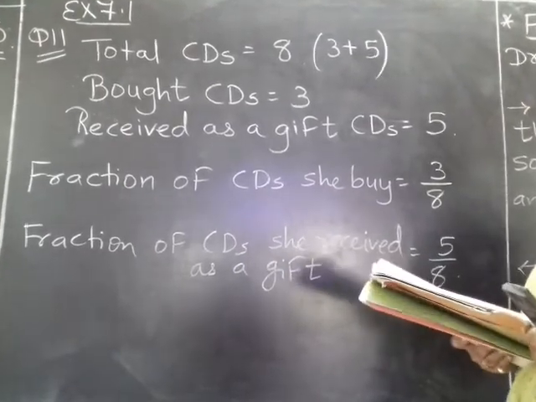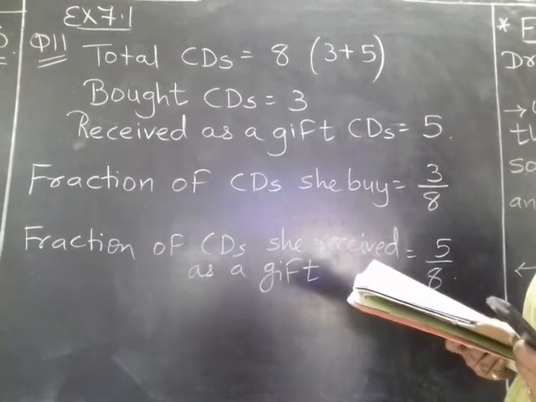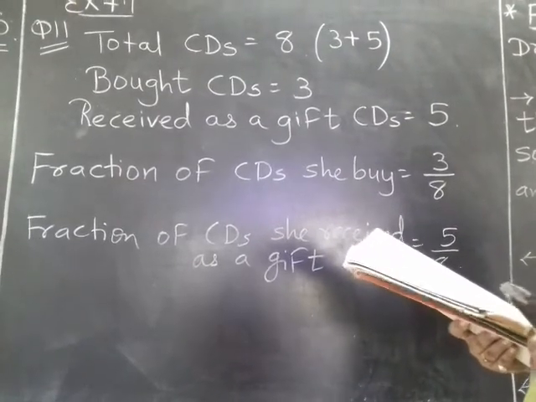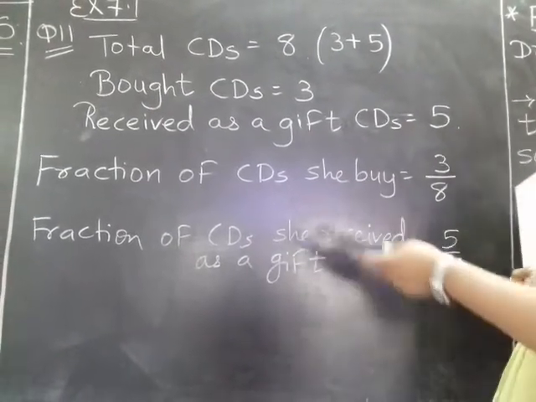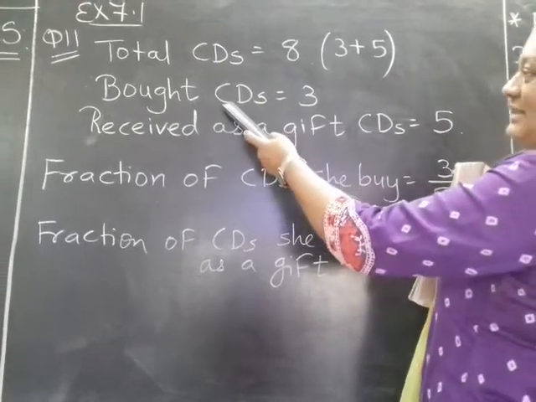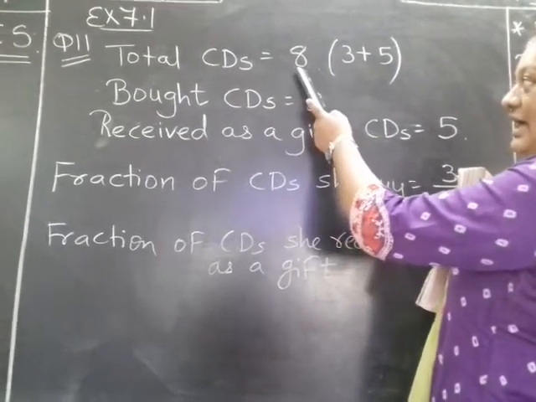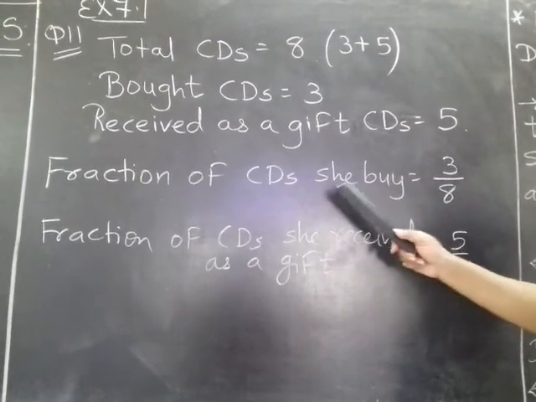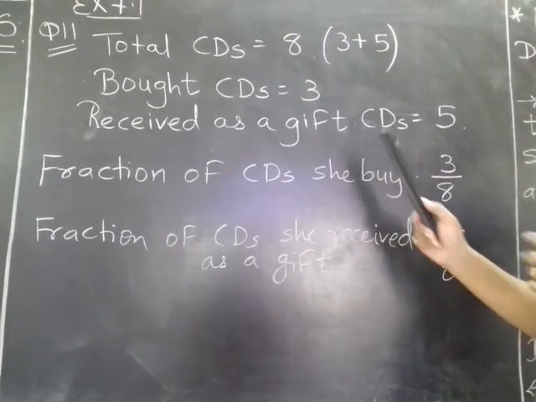Now here we have to find out the fraction. What fraction of her total CDs did she buy and what fraction did she receive as a gift? First of all, how many CDs did she buy? 3, and total CDs with her are 8. So 3 upon 8 is the answer for the fraction of CDs she bought.